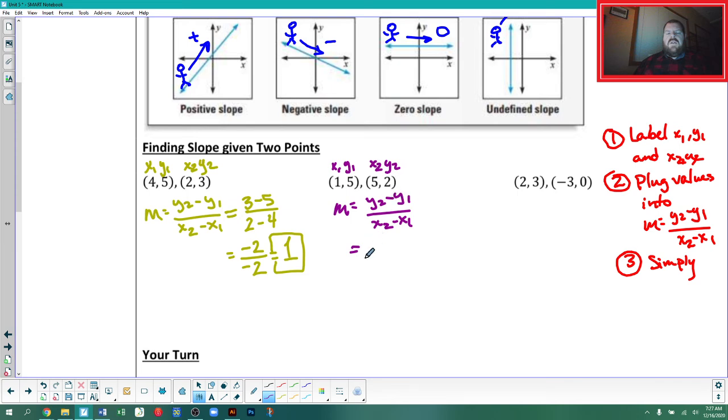y2 is 2 minus y1 is 5. x2 is 5 minus x1 is 1. And simplify. 2 minus 5 is negative 3. 5 minus 1 is positive 4. There we go, we're done. Negative 3 over 4.